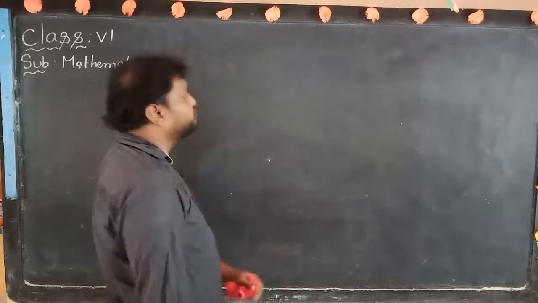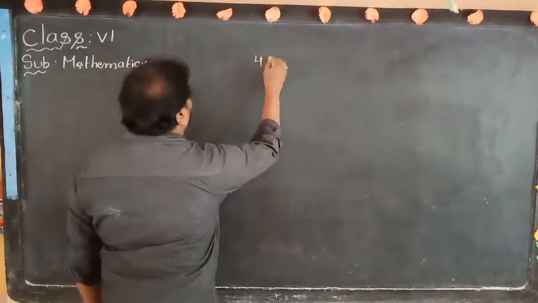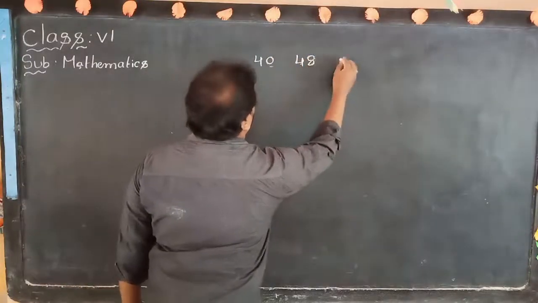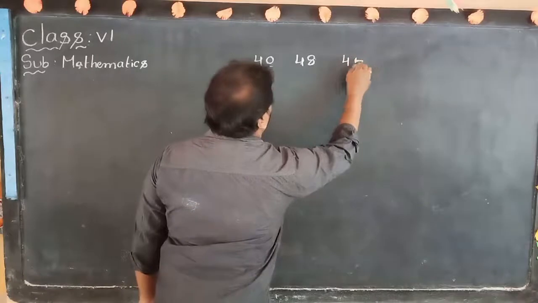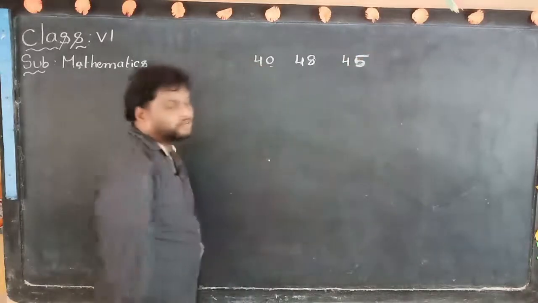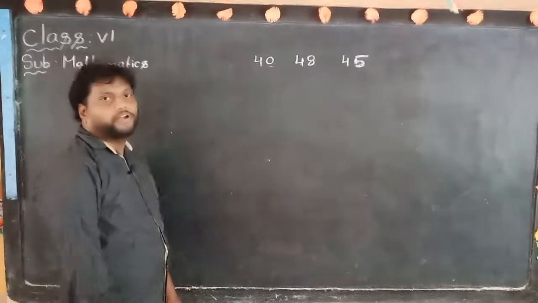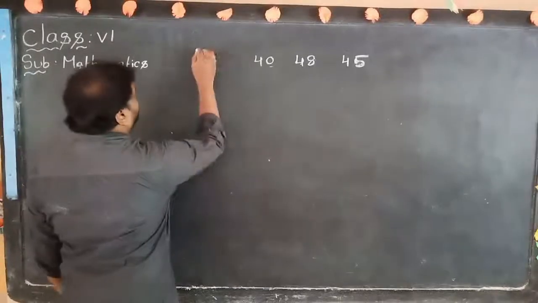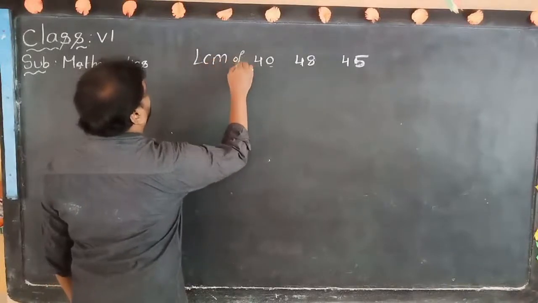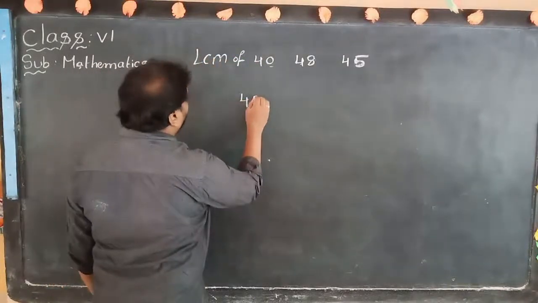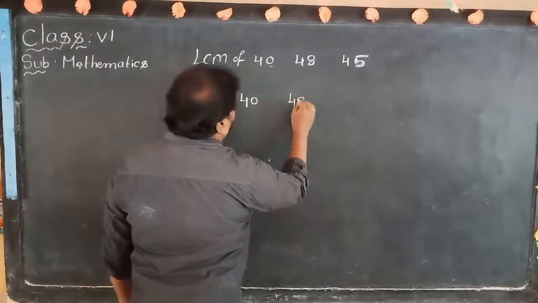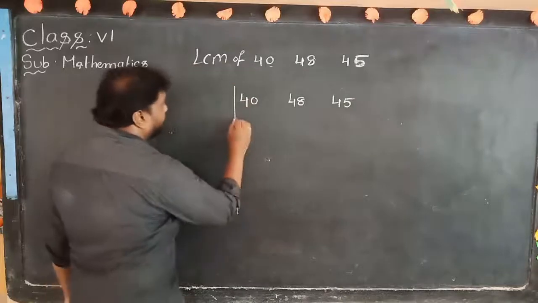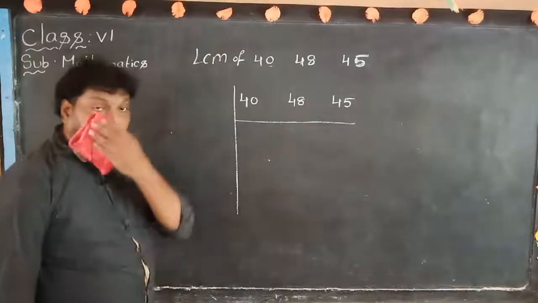40, 48, 45. Same problem: to find the LCM of 40, 48, 45. Now first write 40, 48, 45 like this.